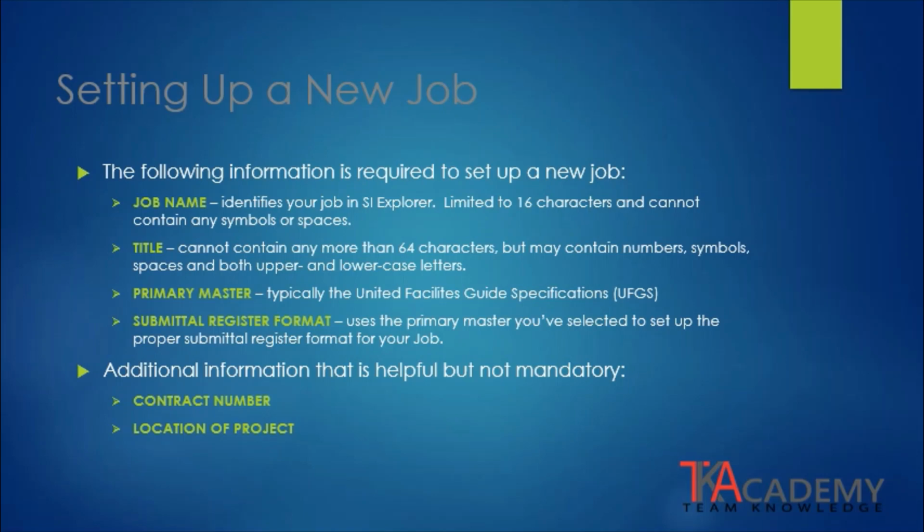The difference between a job name and a job title is that a job name is internal to the system. It is the way to identify your job amongst other jobs within the SI Explorer. The job name is only seen by the specification editor. A job title is the name of the project. It is what is included on your final published documents and is seen by others.